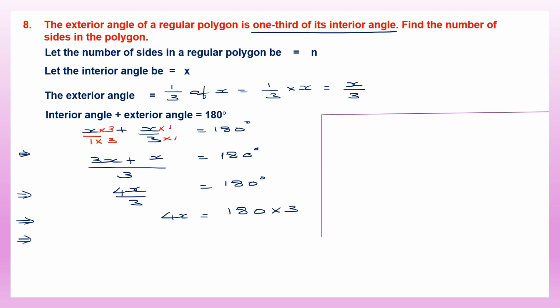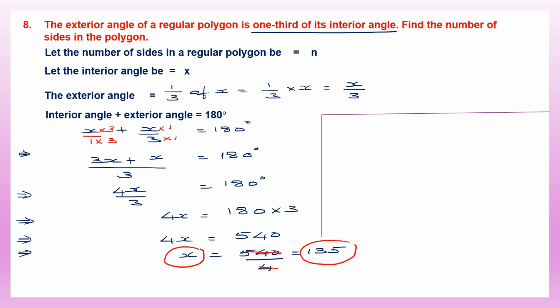So 4x is equal to 540. Therefore, x will be equal to 540 divided by 4. That is this 4. Here it's multiplication. I have taken it to the other side, so it becomes division. Now when you divide 540 by 4, you get 135. So we have found the value of x, and x is 135.